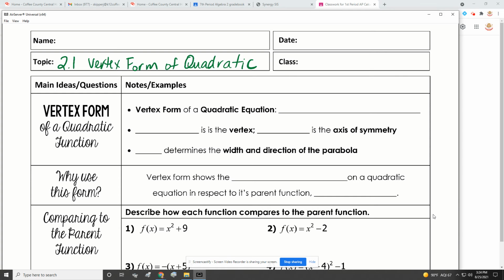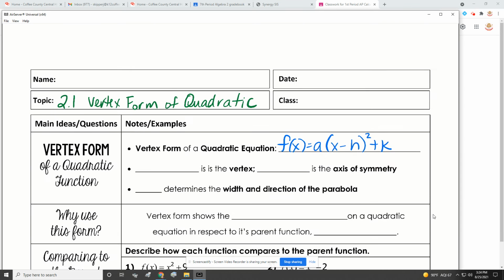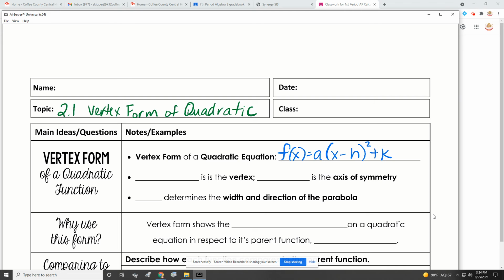The vertex form of a quadratic equation is of the form f of x equals a, and then in parentheses, x minus h, outside the parentheses, squared, and then plus k. The vertex of a quadratic is that very bottom point or the very top point. That's the vertex.